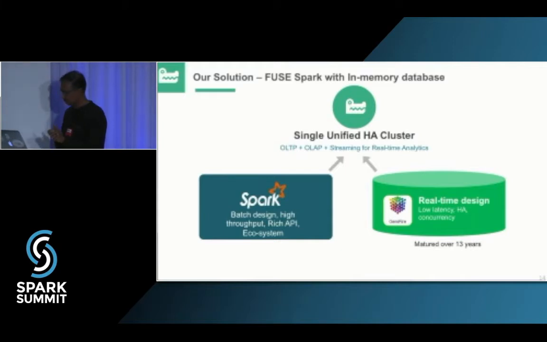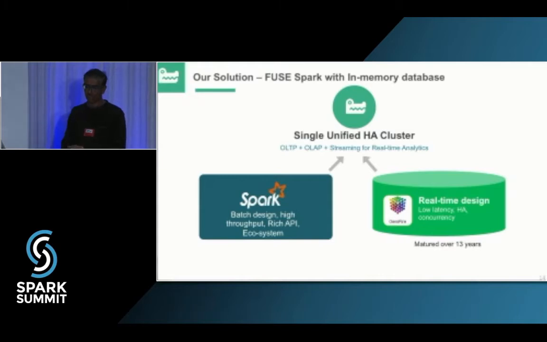So GemFire, which has a real-time, low latency, high availability design center, is fused with Spark, which is fundamentally a very high throughput, batch-oriented design center. A lot of folks should not confuse HA with Spark's failure detection and failure recovery models.